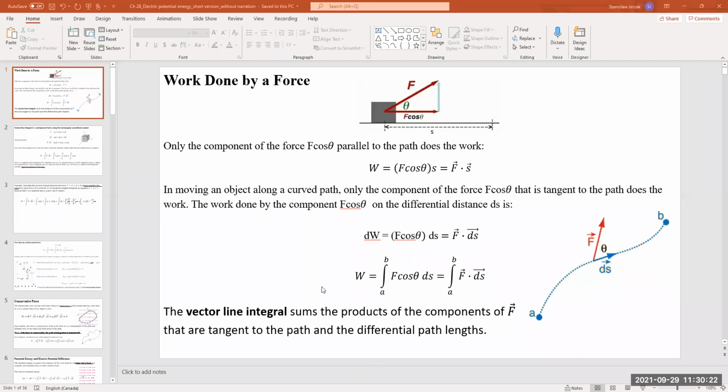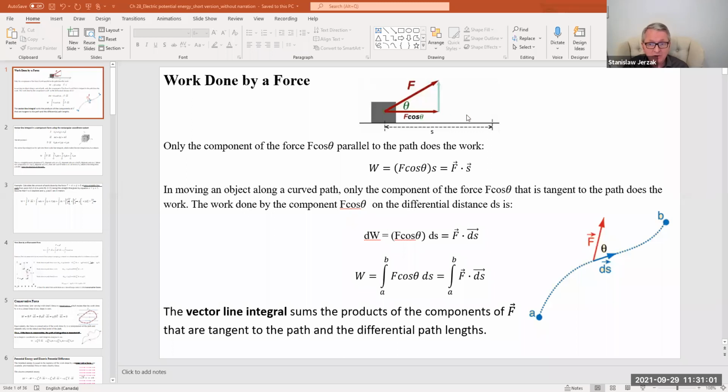Thank you very much. So before I define electric potential energy and electric potential difference, I would like to very briefly explain how we calculate work done by a force. And you should know that concept, how to calculate work, because it was covered in high school and in Physics 1800 and in Physics 1801 as well.